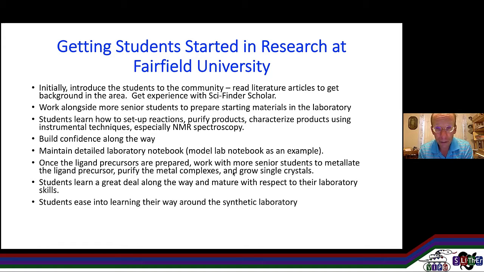So then, once they make the ligand precursors, they have to work with more senior students to metallate. Okay, and we do focus a lot on first row transition metals in my lab, primarily because they're less expensive, and they learn how to grow single crystals and some of the techniques we use to grow single crystals in the lab. Okay, so they learn a lot. They love it when they make the metal compounds because they have all the neat colors of the metals. And they really learn their way around the lab, right? So oftentimes they might start with just 1 credit or 3 hours per week. And they learn a lot in that process. And then as they become more mature during their junior and senior years, they might do 2 or 3 credits.